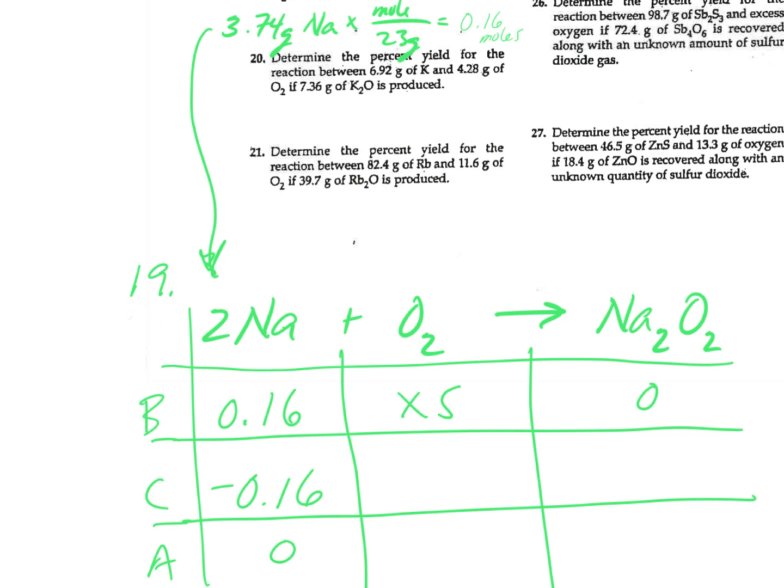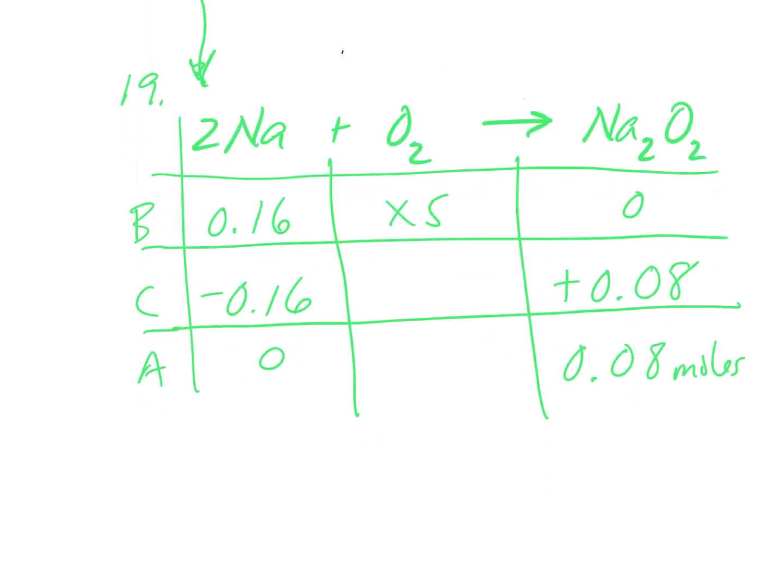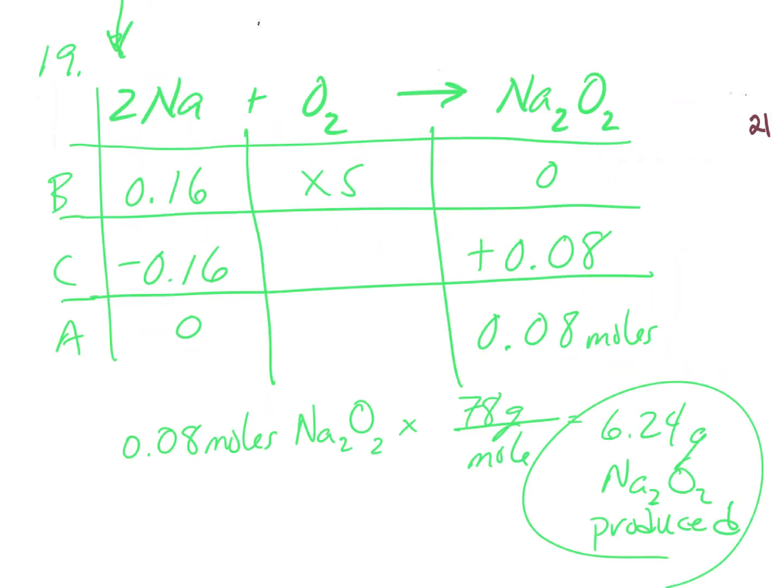How much sodium peroxide can we make? The mole ratio is 2 to 1. All right, so we are simply going to make 0.08 moles of the sodium peroxide. Now we need to see how many grams of sodium peroxide that is. Okay, if we're going to make 0.08 moles of sodium peroxide, that is 6.24 grams of sodium peroxide.